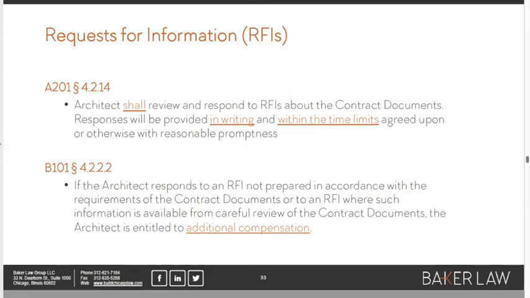And if you look at the B101, there is the possibility that an architect might be entitled to additional compensation in answering RFIs. It throws open the possibility where the contractor, if they carefully reviewed the contract documents, could have answered their own question. If the architect has got to respond to an RFI that's a knucklehead RFI, there's the potential for the architect to raise their hand and ask for additional compensation.